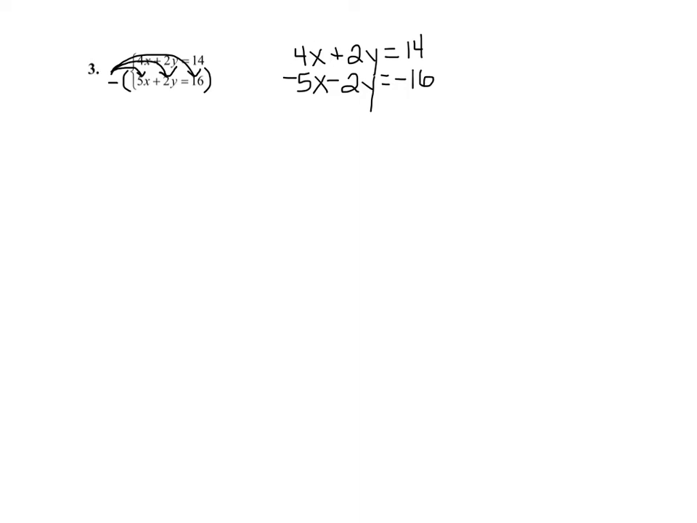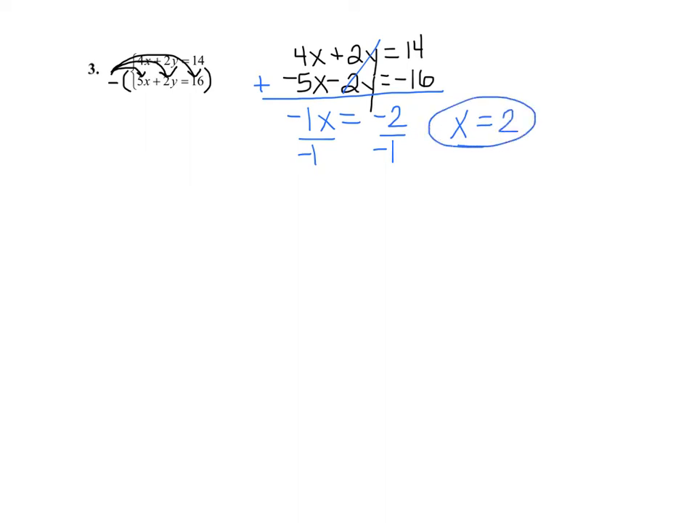My next step is to follow the addition method. So if you look here, these are going to cancel out because they're the inverse of each other. Now we're going to add: 4x minus 5x is a negative 1x. Bring down your equal sign. And 14 minus 16 is a negative 2. Our last step is to divide both sides by negative 1. Negative 2 divided by negative 1, x equals a positive 2. So we found our x value.